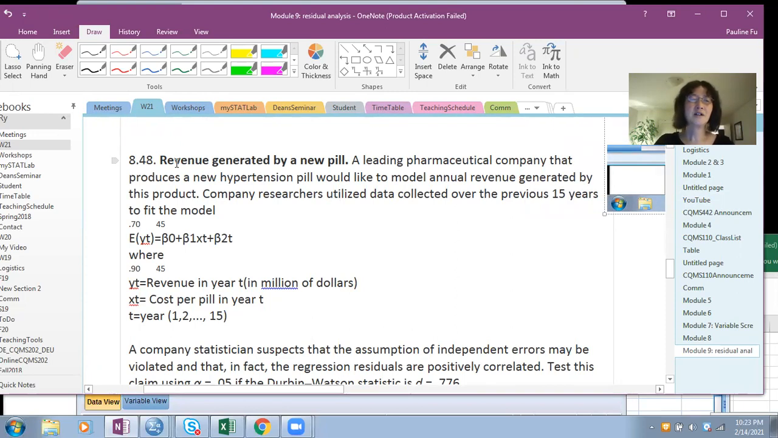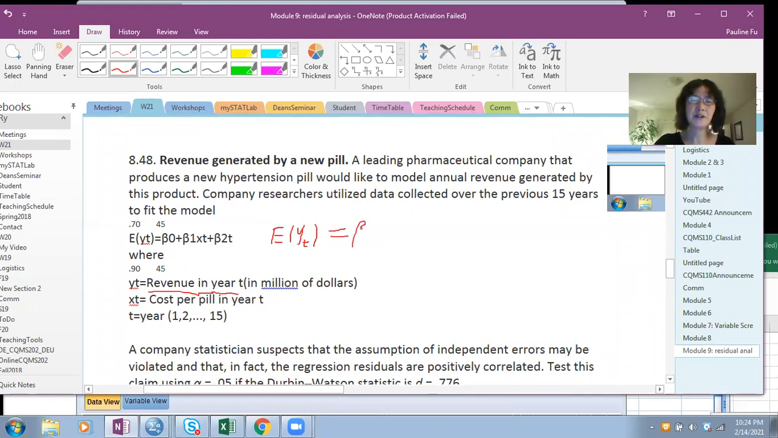Okay, great. Revenue generated by a new pill. A leading pharmaceutical company that produced a new hypertension pill would like to model annual revenue generated by this product. Company researchers utilized data collected over the previous 15 years to fit the model. So the model should be E(Y subscript T). Y subscript T represents revenue in year T.